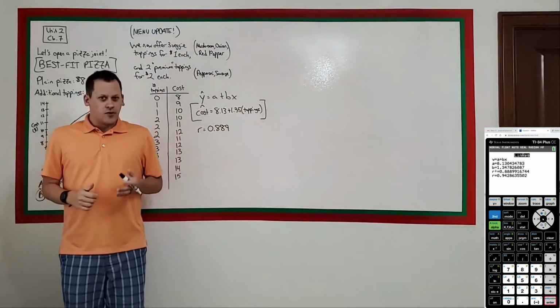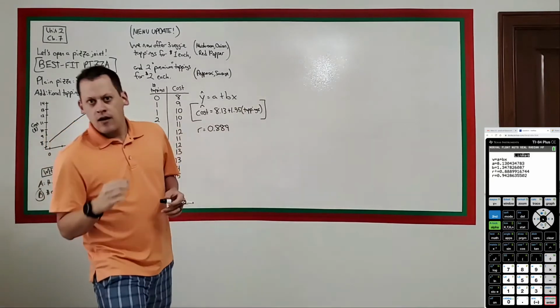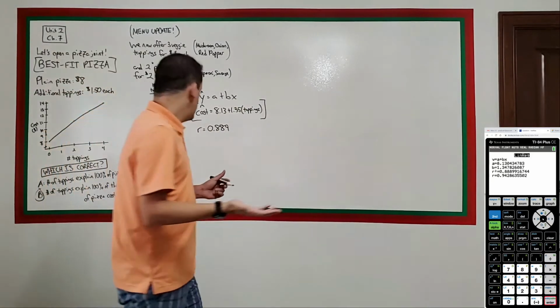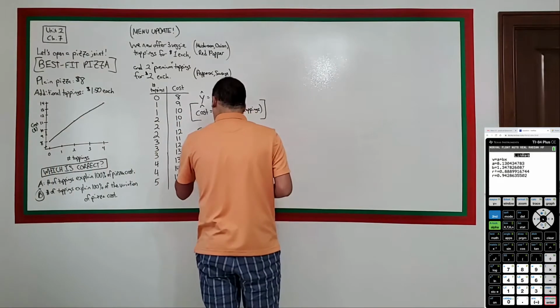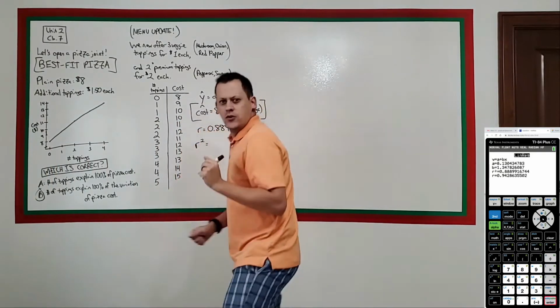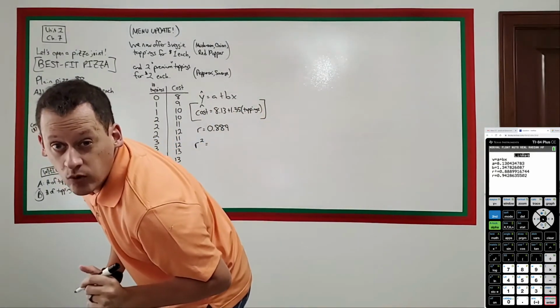There is one other number on that screen, though. R squared is equal to 0.943.